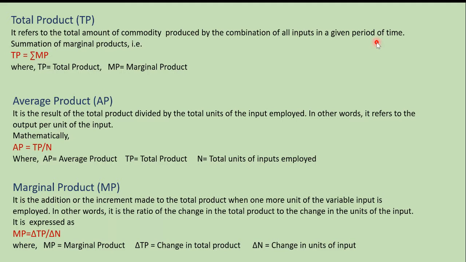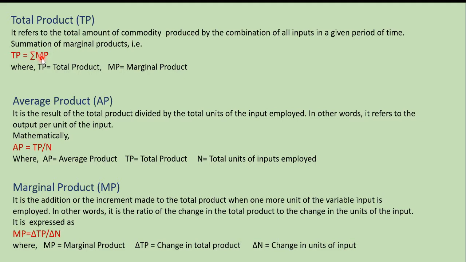It refers to the total amount of commodity produced by the combination of all inputs in a given period of time. Or you can simply say it is the summation of marginal products. Total product is a summation of the marginal products. So TP, total product, is equal to sigma. Sigma means summation. You have to add all the marginal products.